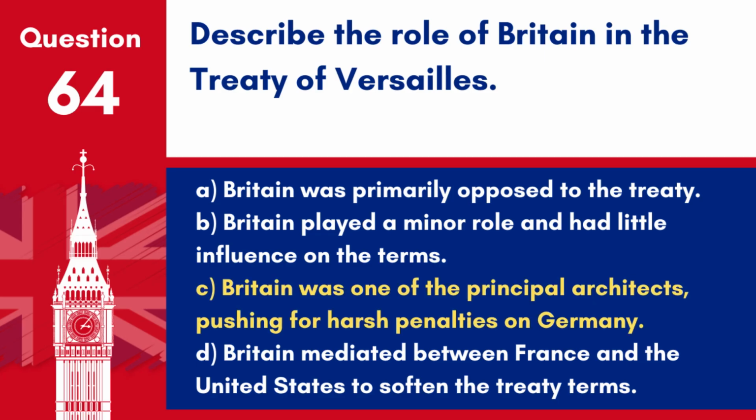Answer C. Britain was one of the principal architects, pushing for harsh penalties on Germany. At the Treaty of Versailles in 1919, Britain, along with France, played a key role in shaping the treaty, which imposed severe reparations and territorial losses on Germany after World War I.